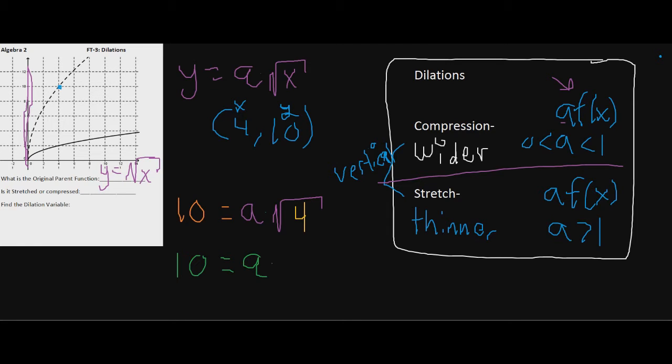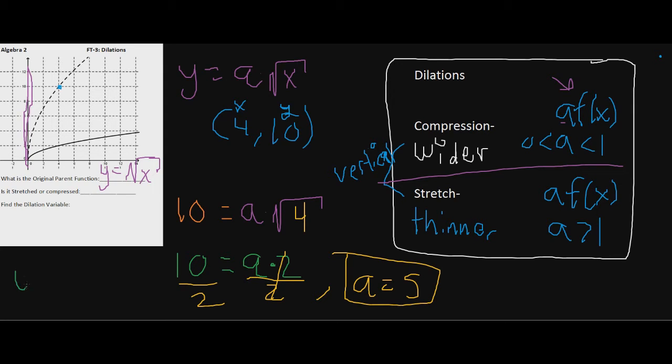What's the square root of 4? Well, that's 2. Perfect. So now what do we do to undo multiplication? This is a multiplication sign. Well, we just divide by 2. And finally, we get that a equals 5. So a equals 5. There it is. It's that simple. We just solved for our dilation variable.